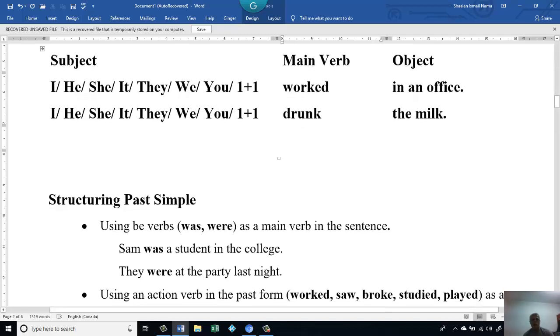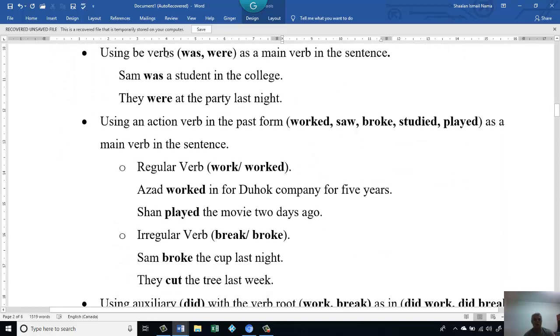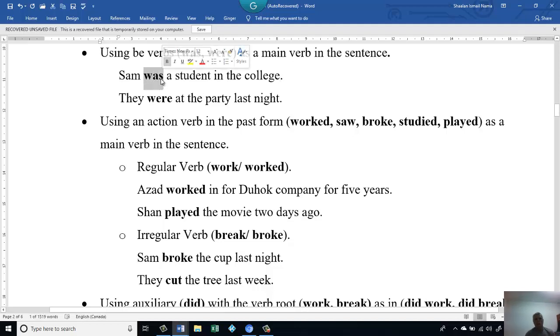Okay, how do we structure the past simple? First, using be verbs, which are was and were, as a main verb in the sentence. We say, Sam was a student in the college. Here we don't need to add the time frame, or you could say the adverb of time, because we know this has happened in the past, because we have was, which is the be verb. In the present, we have is, but in the past, we have was and were.